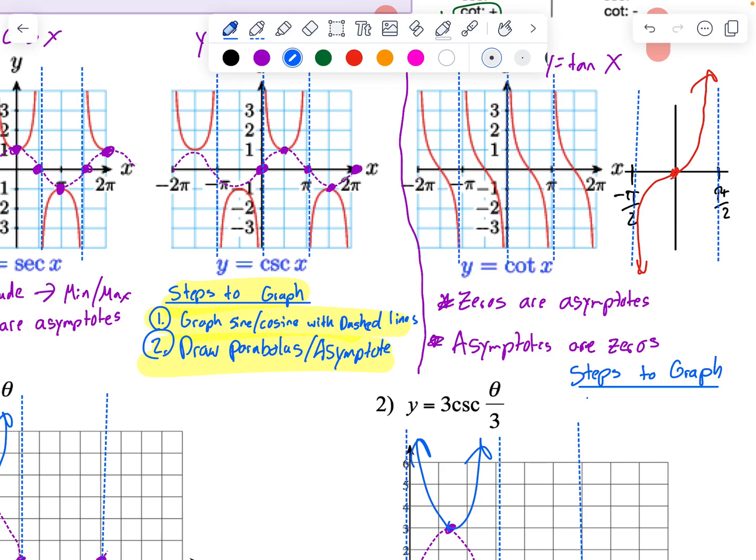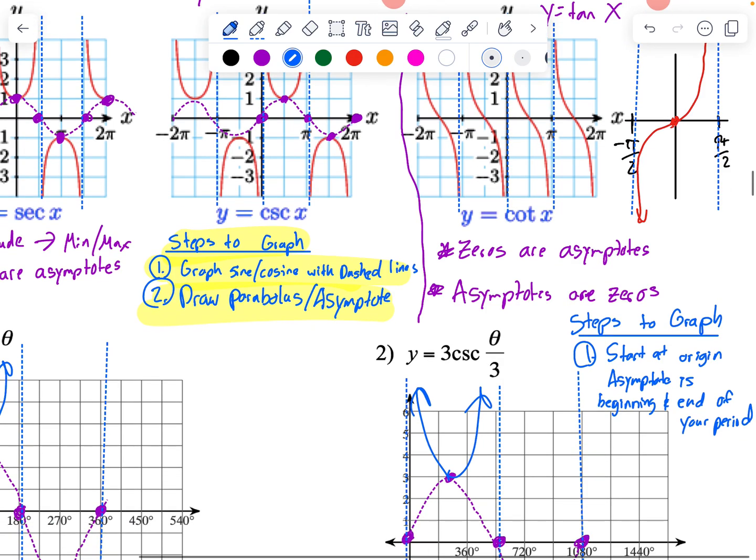Steps to graph is going to be step 1. You actually don't need to draw the tangent, right? You can just start at the origin. Okay, start at the origin. Your asymptote is the beginning and end of your period. So always label your asymptote first. It will be the beginning and end of your period.